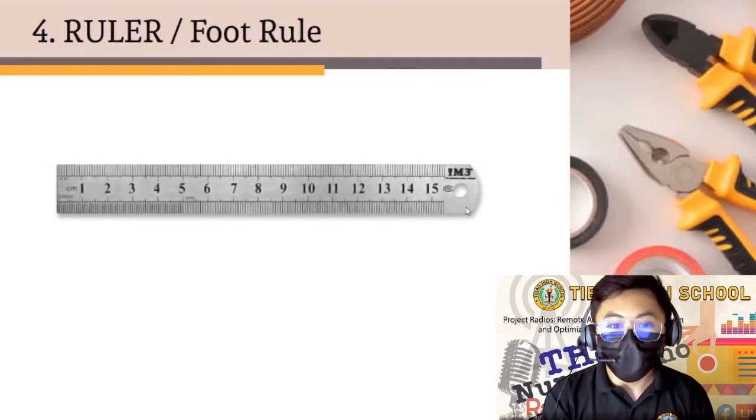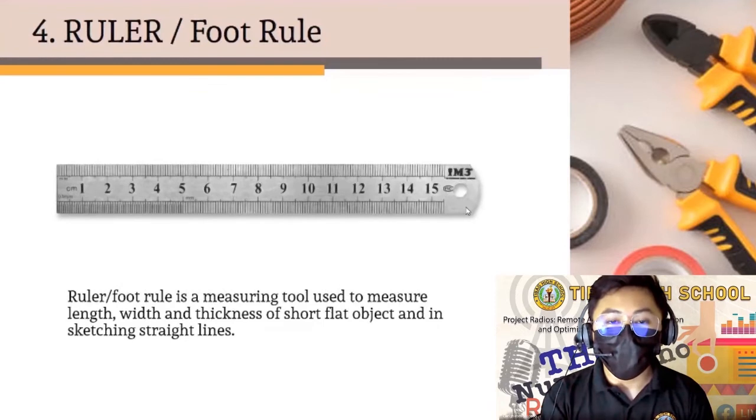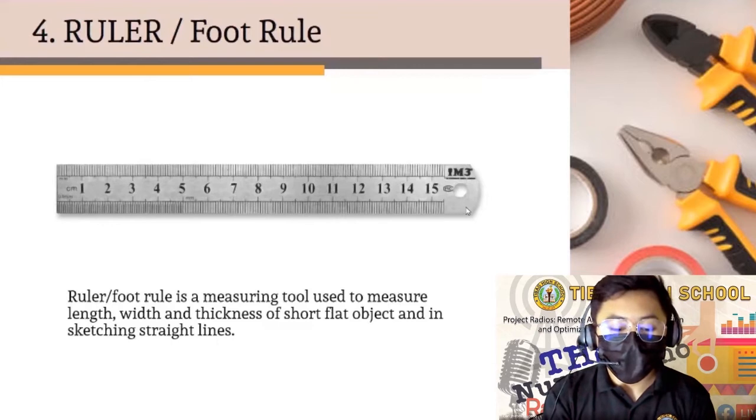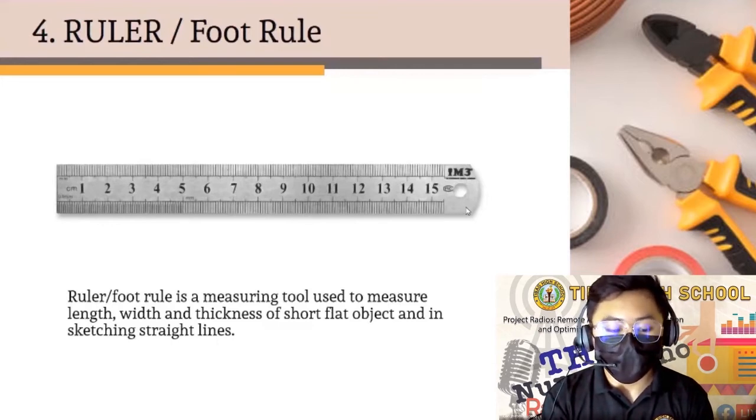Alam ko familiar na sa lahat ang itsura ng ruler. So, ang ruler or foot rule is a measuring tool used to measure length, width, and thickness of short flat objects and in sketching straight lines. In electrical works, ruler can be used in measuring the length of a wire that you need, and it can also be used in drawing lines in electrical drawing.